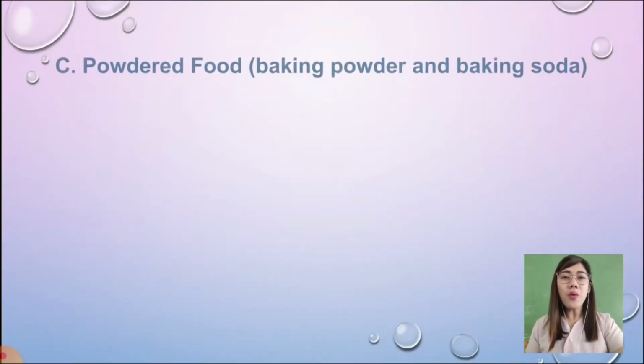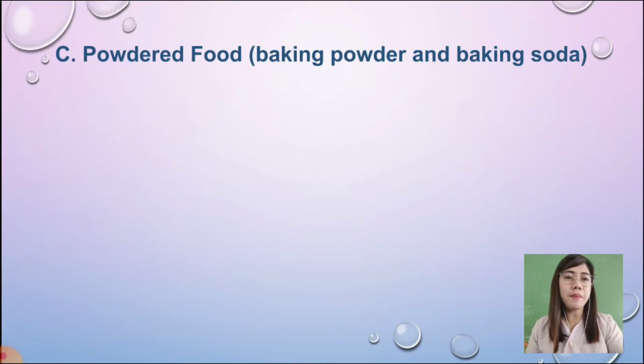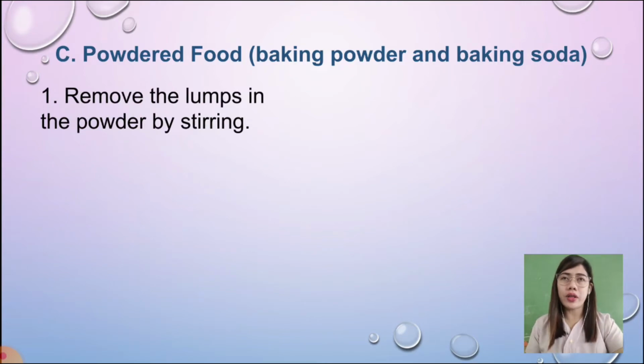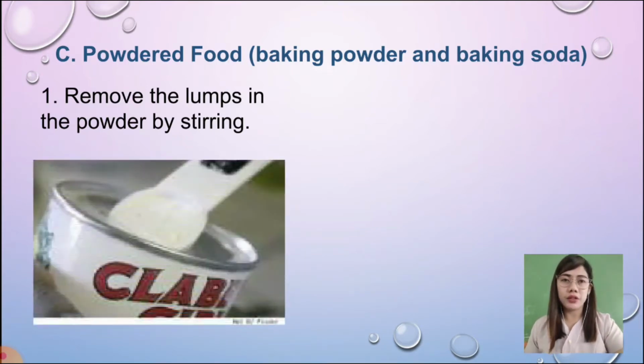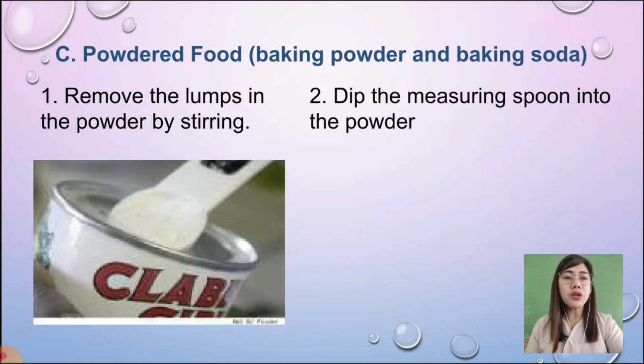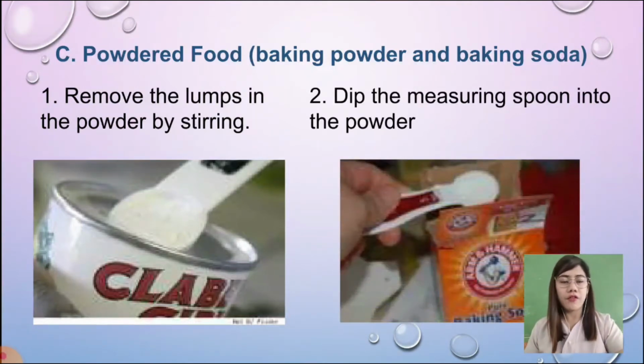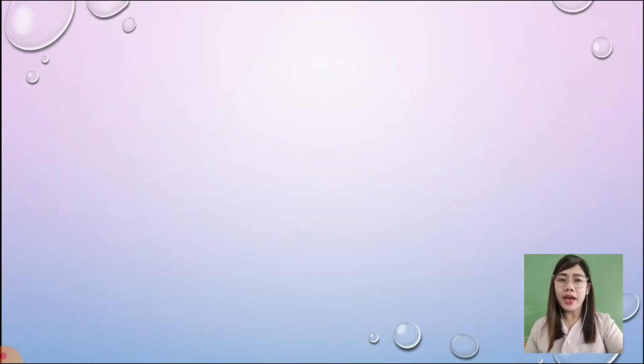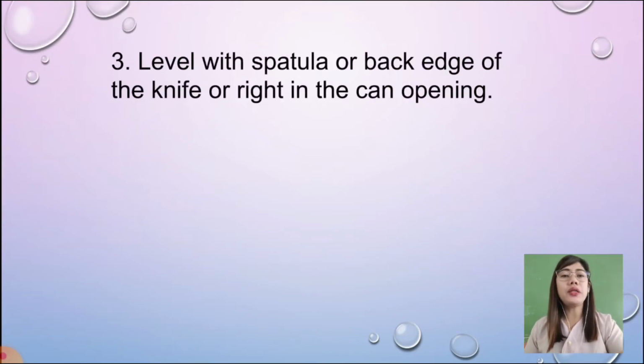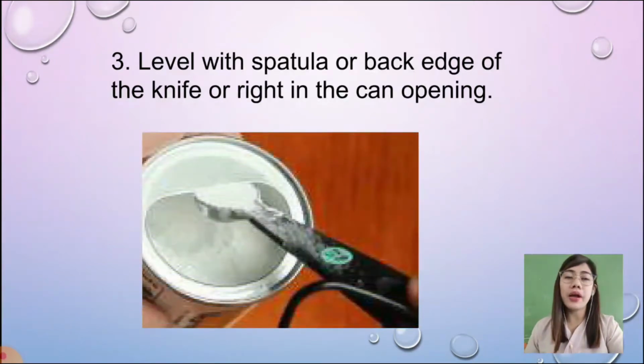Next, for our powdered food like the baking powder and the baking soda, this is how we get the accurate measurement. First, of course, we have to remove the lumps again by stirring our powdered food. After we remove the lumps, we can now dip the measuring spoon in our powder or our baking soda, for example. Then we have to level off with the spatula or the back edge of the knife, right in our canister.